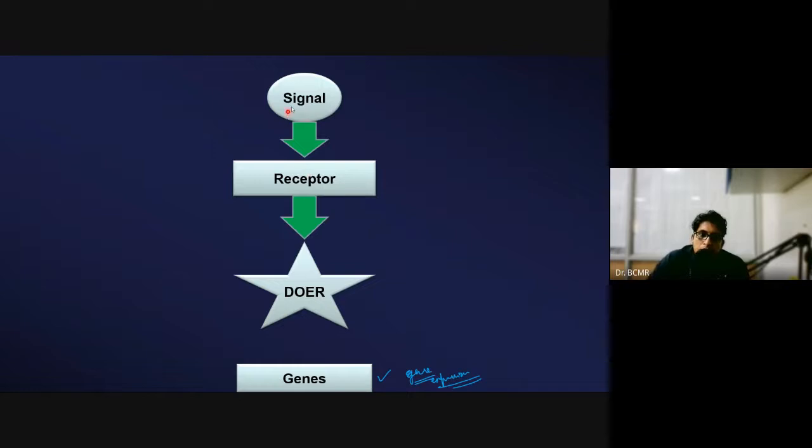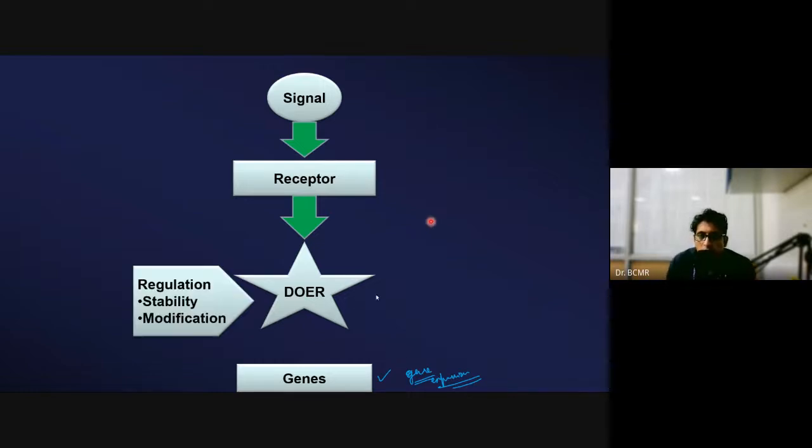And this is the signal. We have reception, and there should be some molecule that actually does the work of receiving the signal, so that the signal received should influence the gene expression. That component, I call it the doer, the one that performs the action on the genes so that gene expression can be altered. Eventually, the doer, the molecule that influences the gene expression, should be regulated.